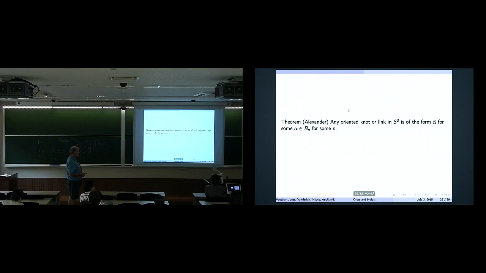And so in order for this to get off the ground, you have to know that every link that you want, you can get from a braid. And this was proved by the same Alexander as the Alexander polynomial. He showed that any oriented knot or link in S3, that's a three sphere, is a closed braid. So this just says that any knot is a closed braid. Okay, good. So in theory, we can use braids and their group structure to say things about arbitrary knots.